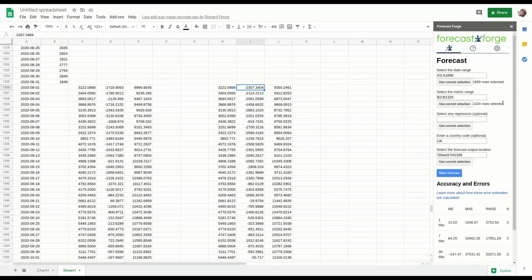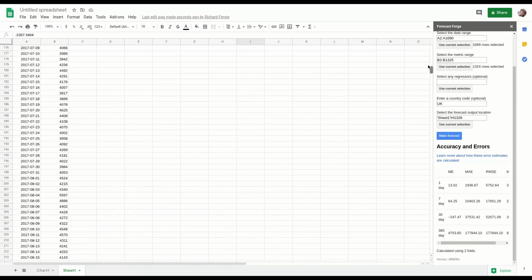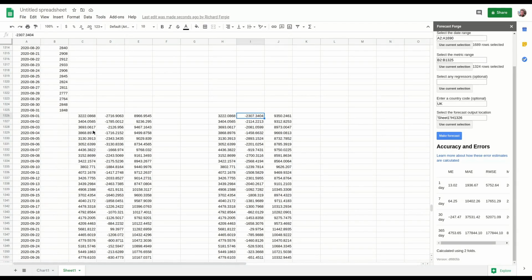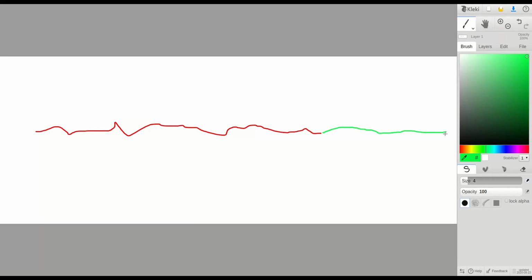Okay, so because we've used the sidebar, we get this extra information back about how good the forecast is. We've got this little table of results. Now let me just explain quickly how that is calculated. So here we've got data going back to early 2017, and we're forecasting a year into the future. So let's make this red. We've got our data, and then we are wanting to forecast what happens out here.